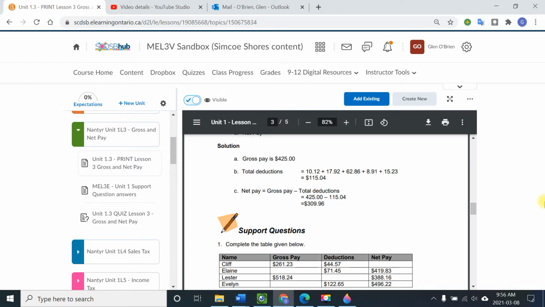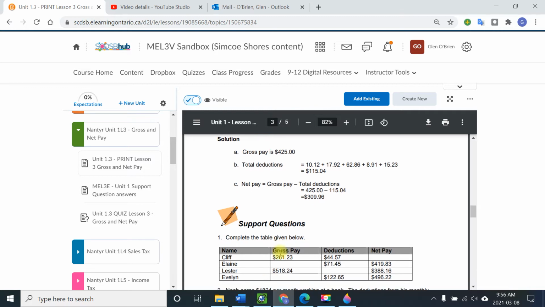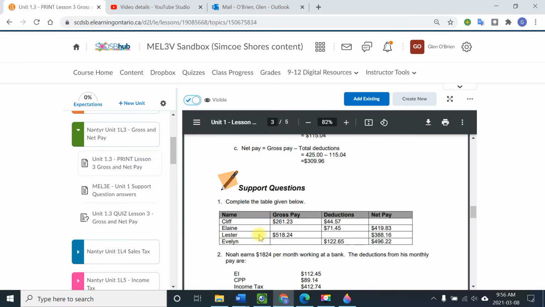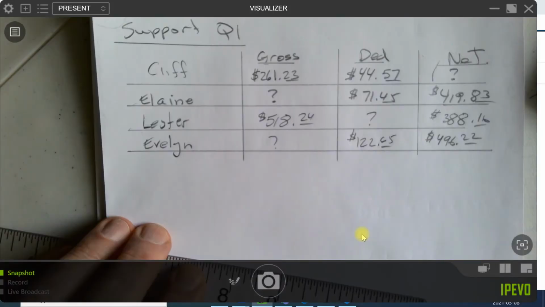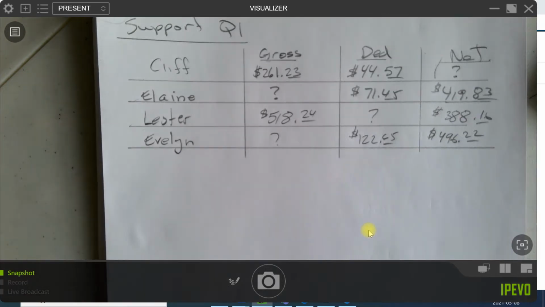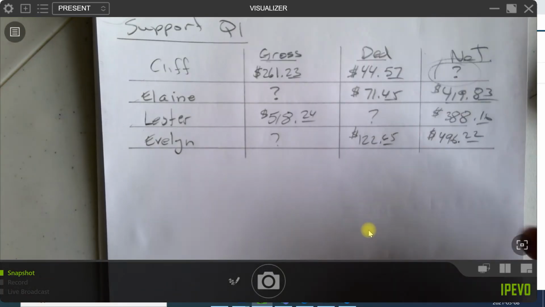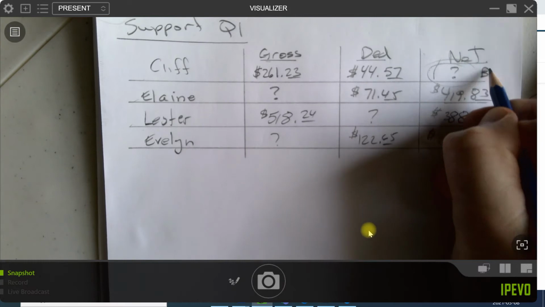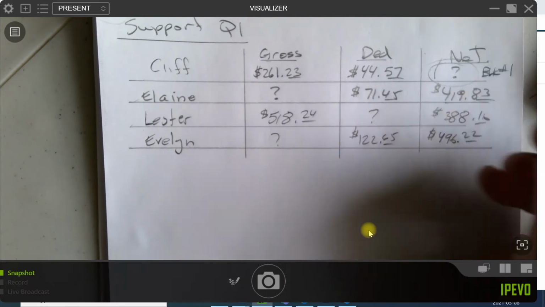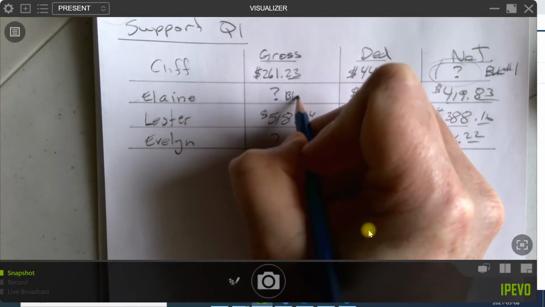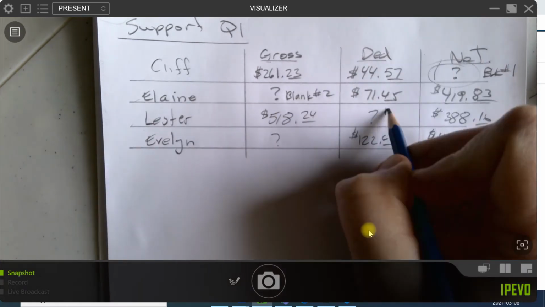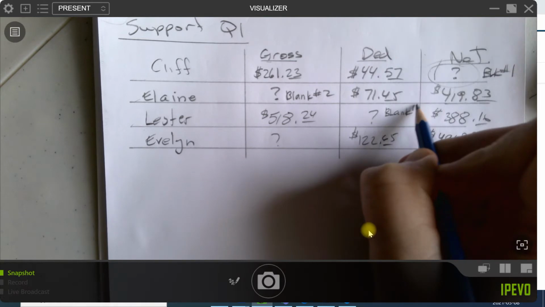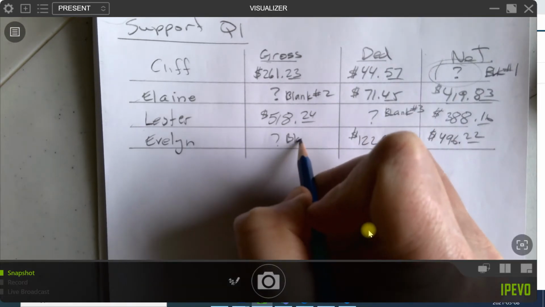So here's what I did. So I just recreated that table. So what we gotta do is we gotta fill in these blanks. We gotta fill in all these blanks here, which we'll do. So you guys see there, I created that table just as we were talking there. So we have to find the net. So we'll just call this blank number 1, blank number 2, blank number 3, and blank number 4.